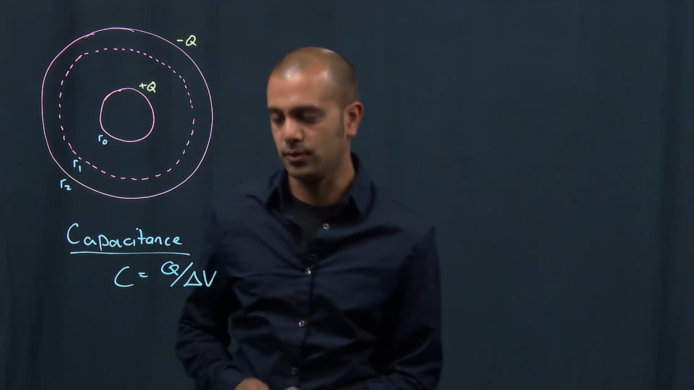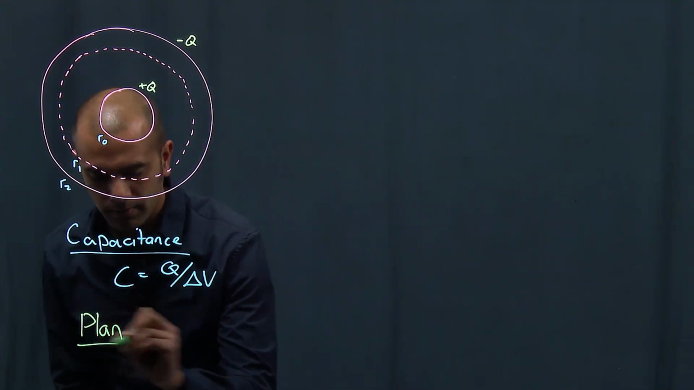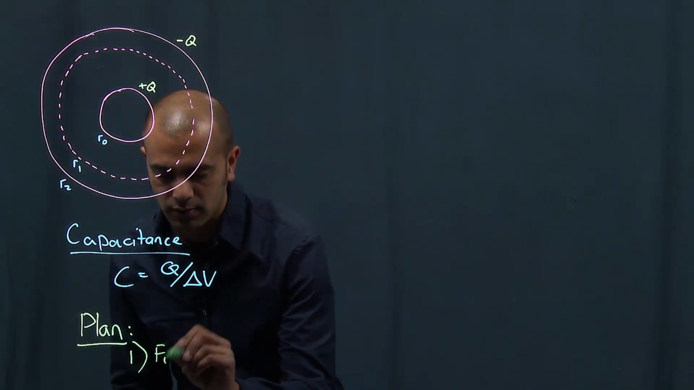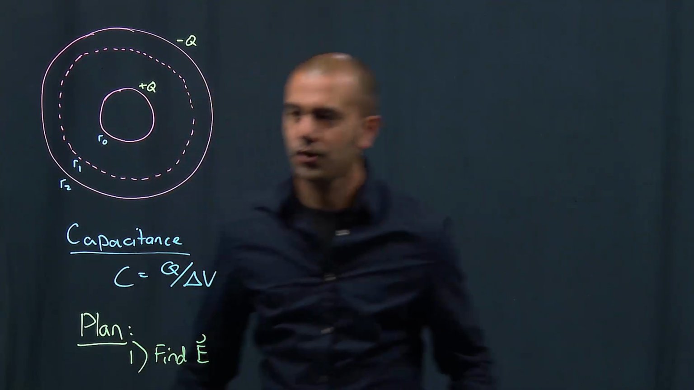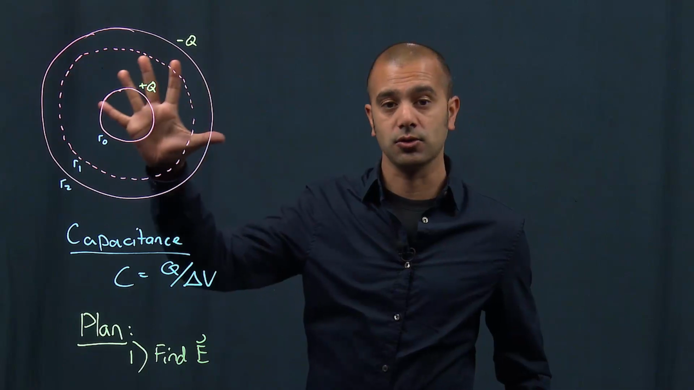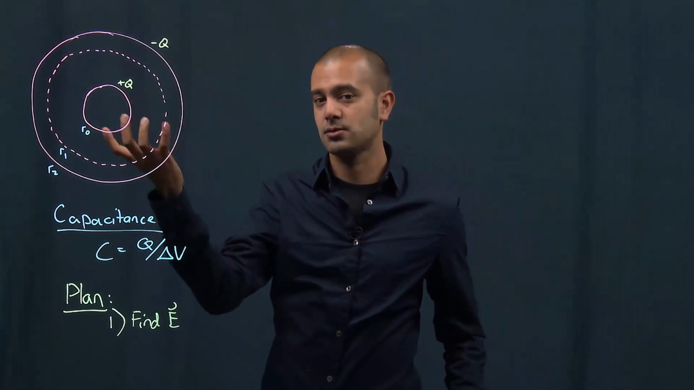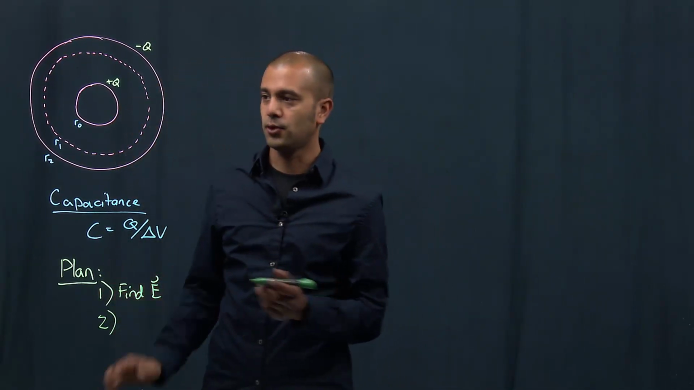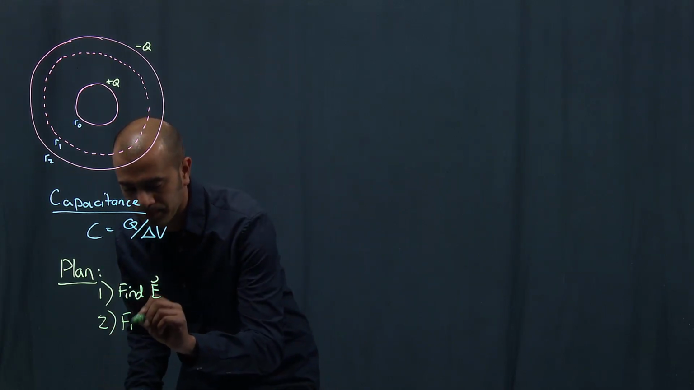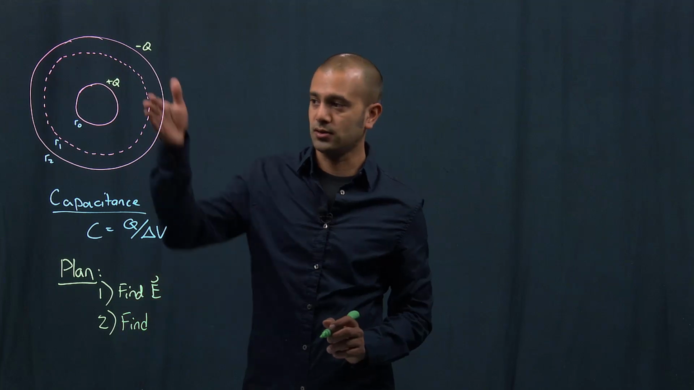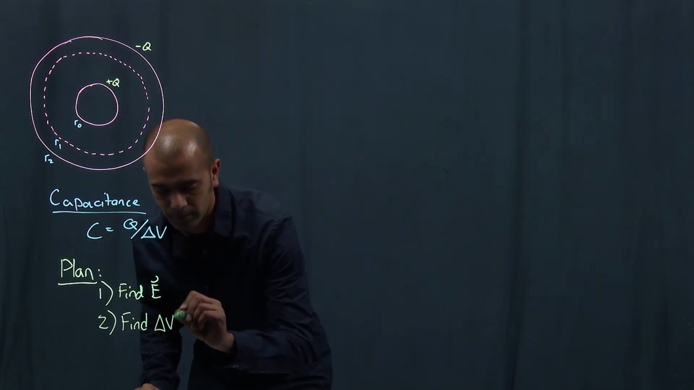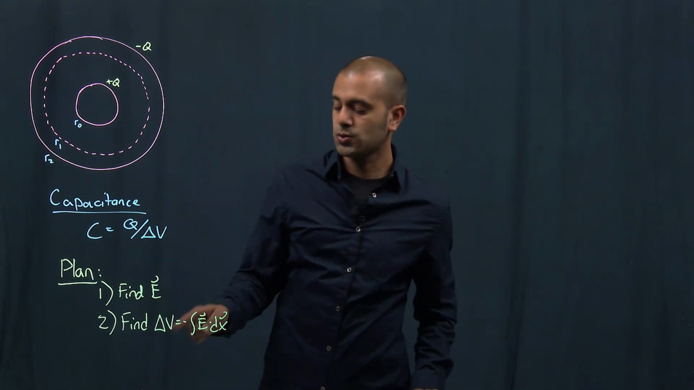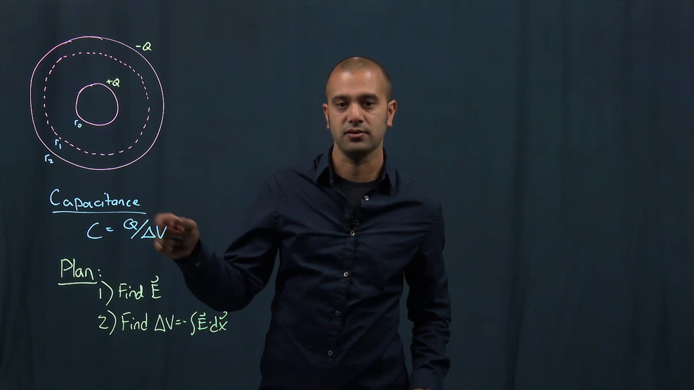So the plan for the problem will be the following. We'll first find the electric field. Keep in mind, this is a situation in which the problem is highly symmetrical. So how do we solve for electric fields where it's highly symmetrical? We use Gauss's law. Using that, we'll then find the voltage difference across the two plates, and that equals the path integral from the first plate to the second plate. And then lastly, once we know this, which we expect to be proportional to Q, we'll divide it out to find the capacitance.